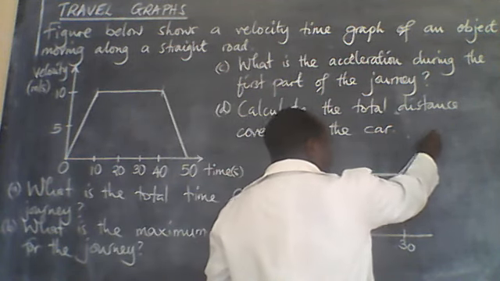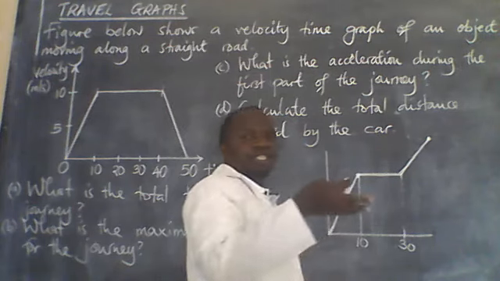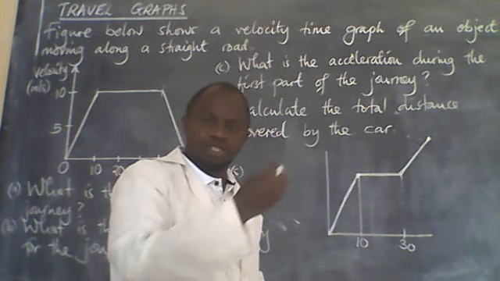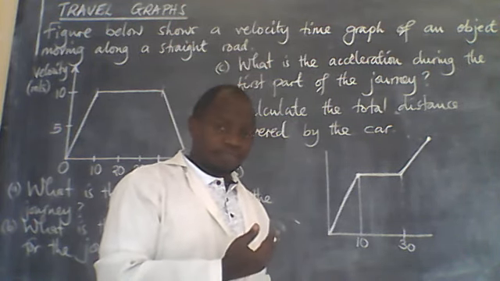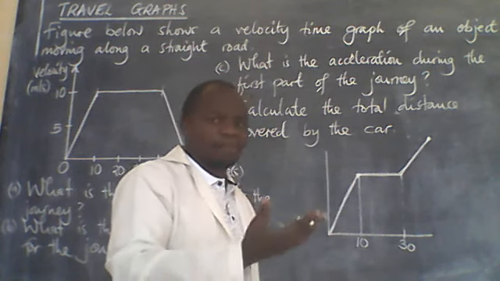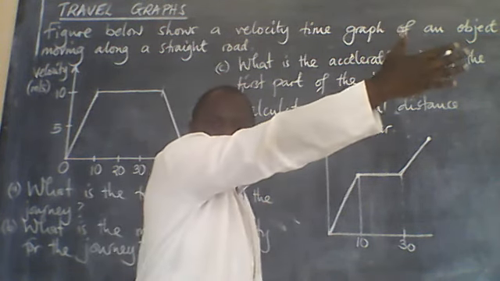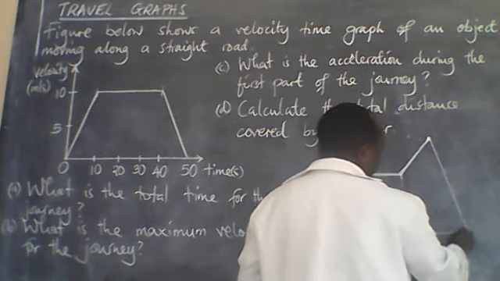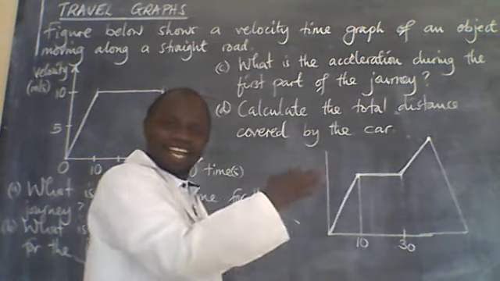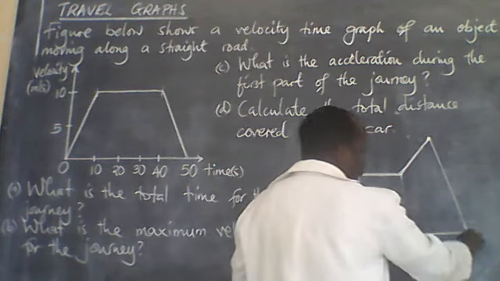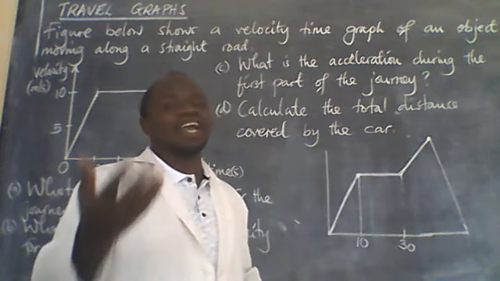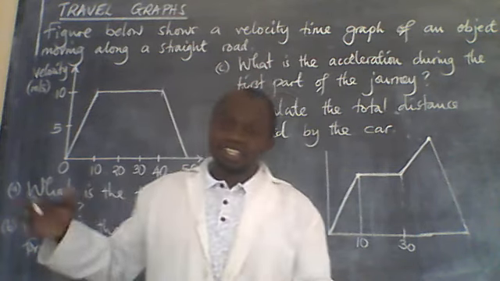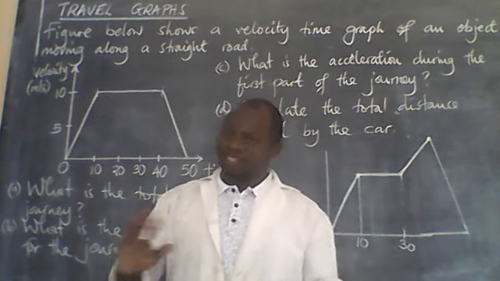At this point, they say, okay, I've reached where I'm heading to. I've reached Lusaka. Have you seen that? I've reached Lusaka. Now I'm not going any further. Back to that. So when you see such kind of graphs, you need to understand the meaning behind it. Then the rest of the questions will be very simple.